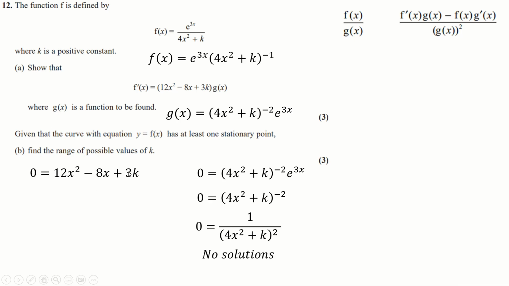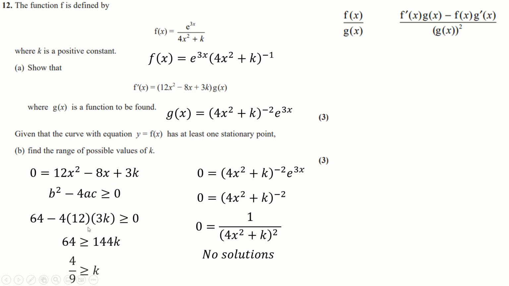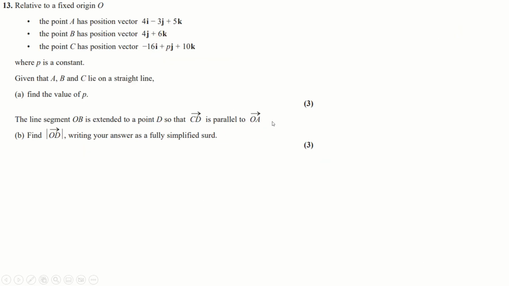This, of course, can be 0. It's got solutions when b squared minus 4ac is greater than or equal to 0. It's at least one stationary point, so it could happen more than once. Anyway, b is 8, or minus 8, I guess, but you're going to square it, it's not going to make a difference. a is 12, and c is 3k. And yeah, you do some stuff and you get this. k is positive. I don't think you lost marks for leaving it there, but k is positive, so you might want to write it like this in the end.